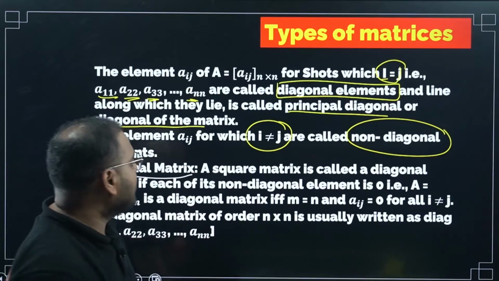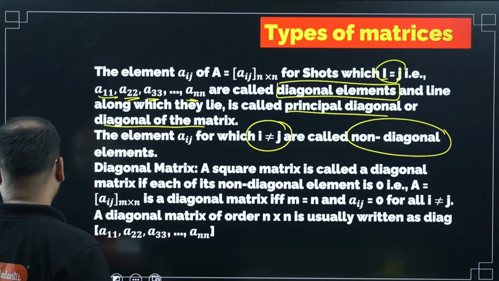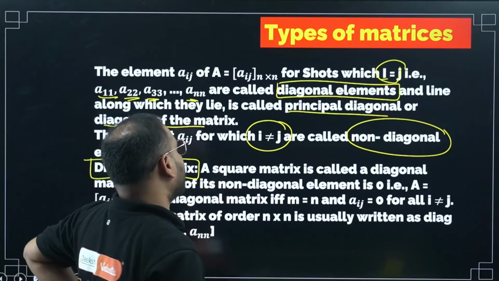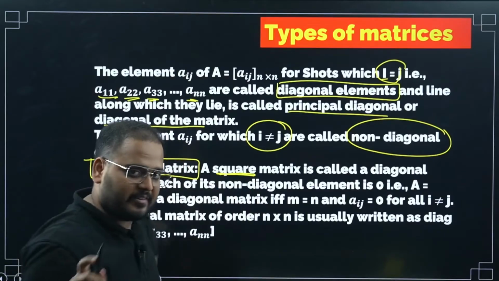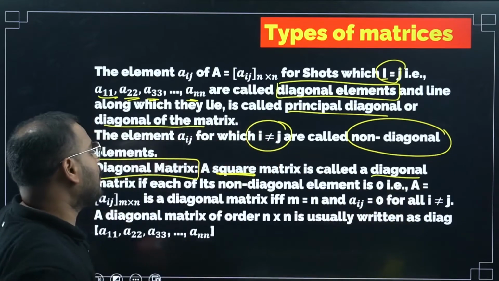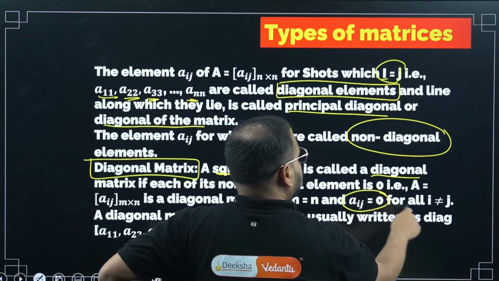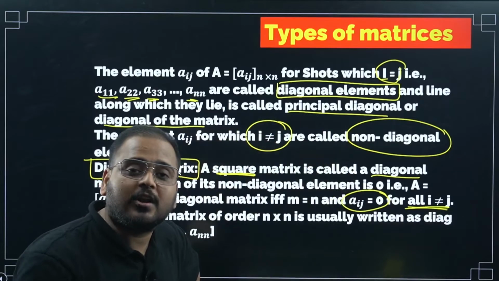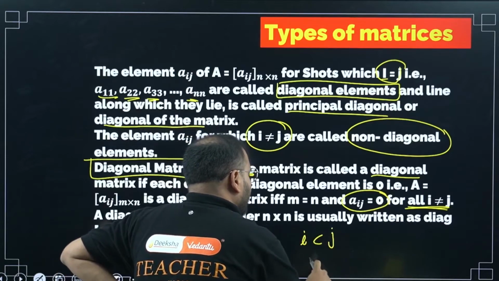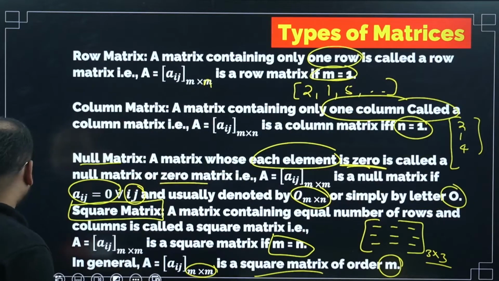For the diagonal matrix, this is the definition we are looking for: square matrix. Remember this is important, it is valid only for a square matrix. How can we call this a diagonal matrix? Only when this is true, meaning for all non-equal i and j values, so whether i is less than j or i is greater than j.